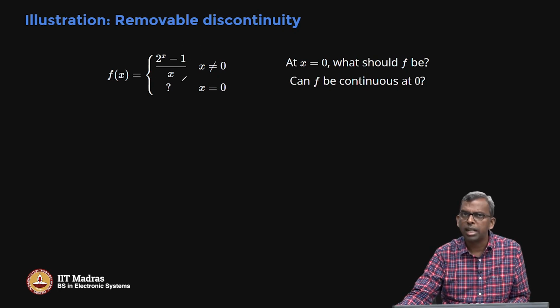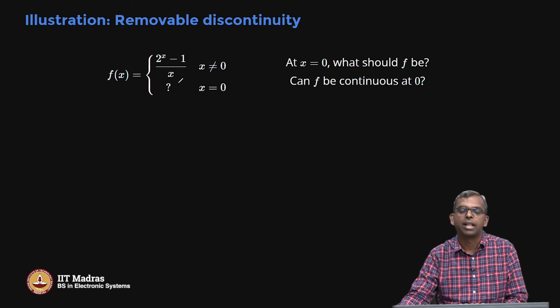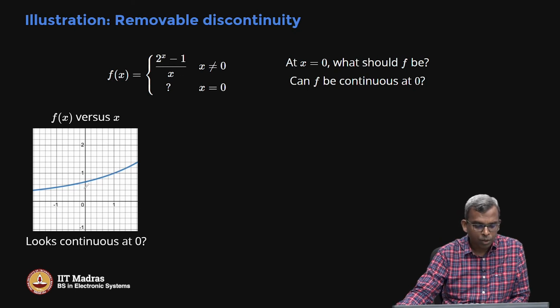It's not clear at all, right? So the first thing you should do when it's not clear at all is try to plot the function. So I went to Desmos and plotted this function, and you notice from the plot, you don't see anything. Around 0, it almost looks continuous. 2 power x minus 1 by x, look at that. There's nothing going off to infinity. There's no jump. You can zoom in all you want, you will not see anything.